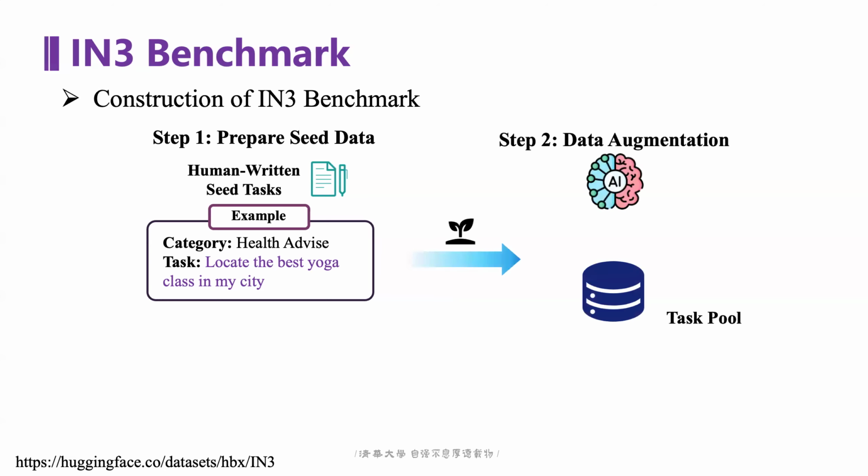After the human-written seed tasks, we do the data augmentation. This is done in a self-instruct way. From the task pool, that is the seed tasks, we sample different task examples and leverage the large language model to generate more samples based on these demonstrations. The generated new data points are used to augment the task pool. This is done in an iterative way.